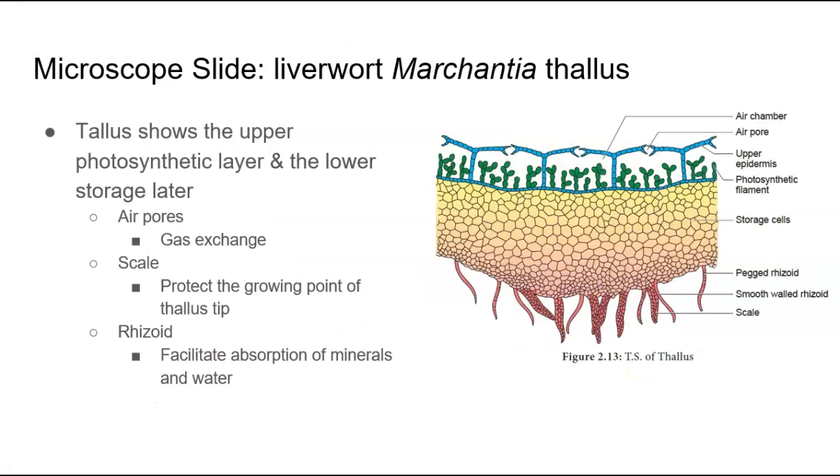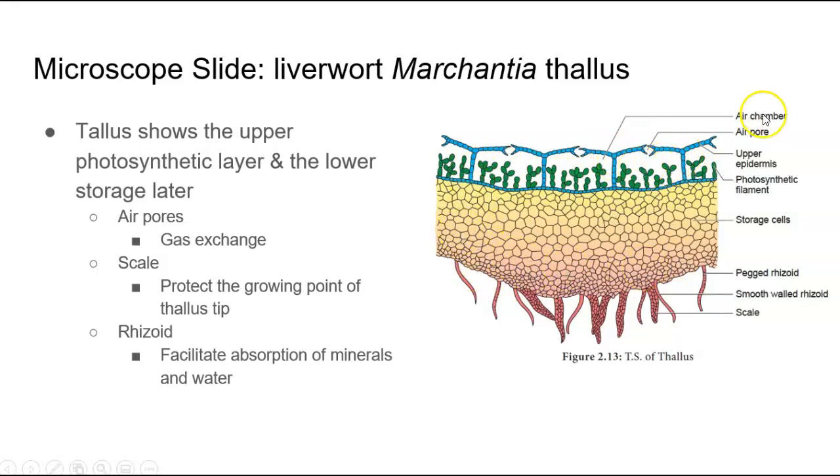So one of the slides you're going to look at is the thallus of the Marchantia. You're going to see two sides, two surfaces, I should say. There's going to be this upper photosynthetic layer. You're going to see these photosynthetic filaments here. And then there's going to be this lower storage layer over here.